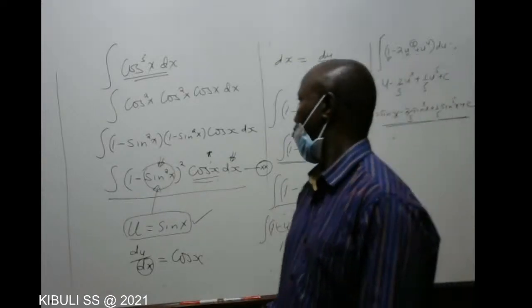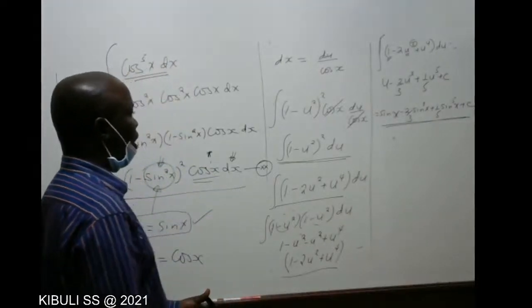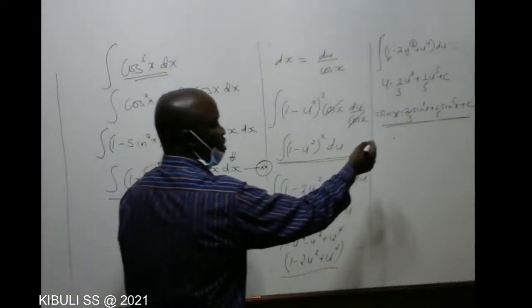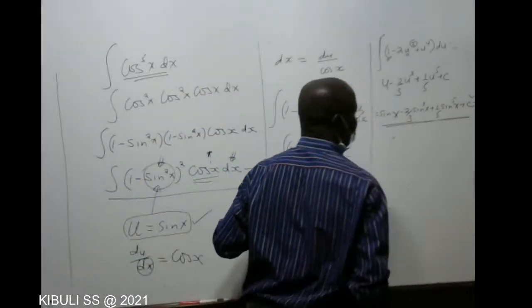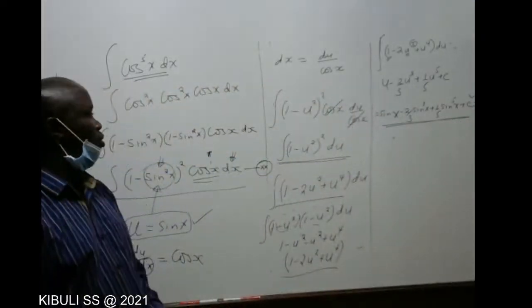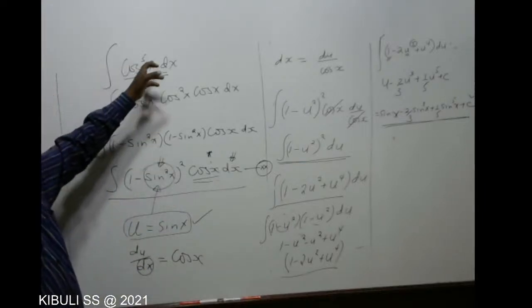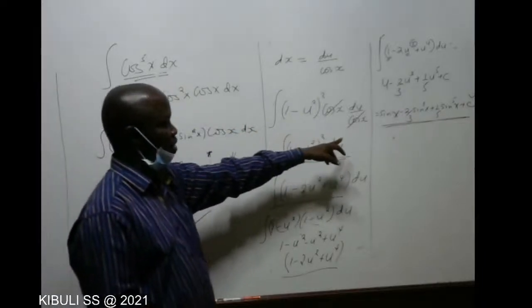If you want to conclude, you can say, therefore, the integral of cos power 5 x dx is equal to this. That will provide a conclusion. Just conclude by saying therefore the integral of cos power 5 x dx is equal to this.